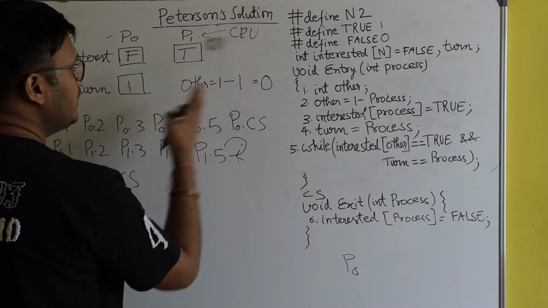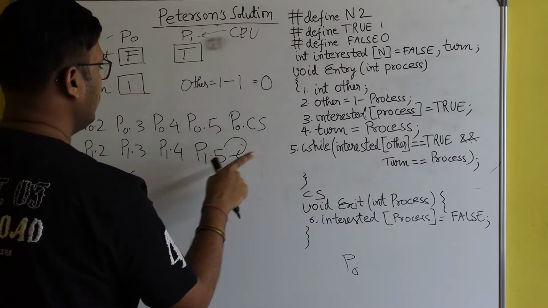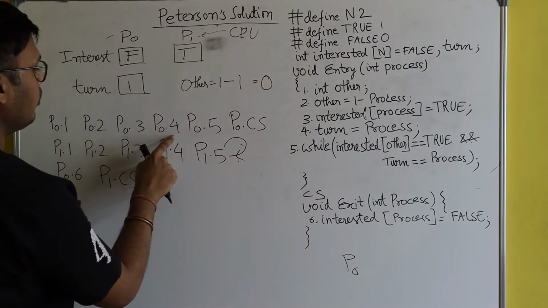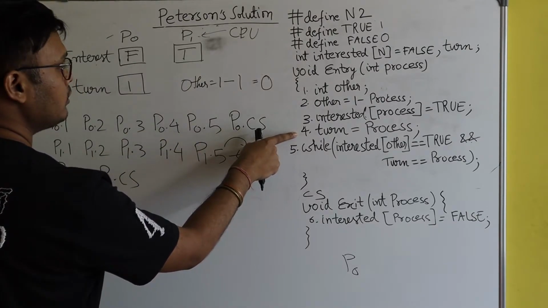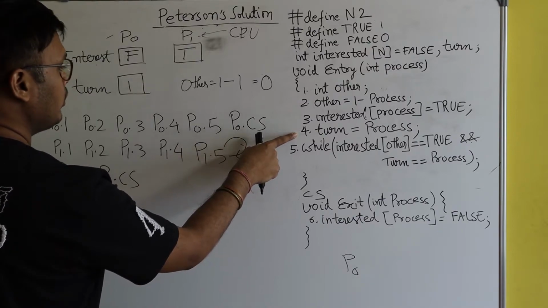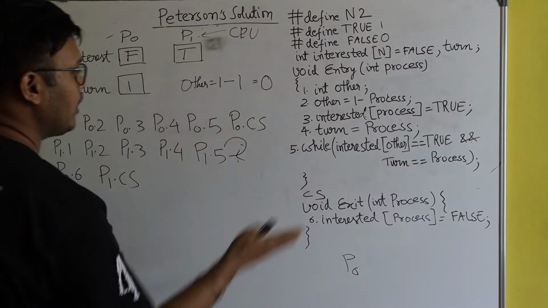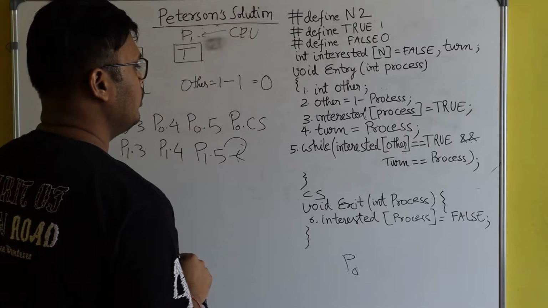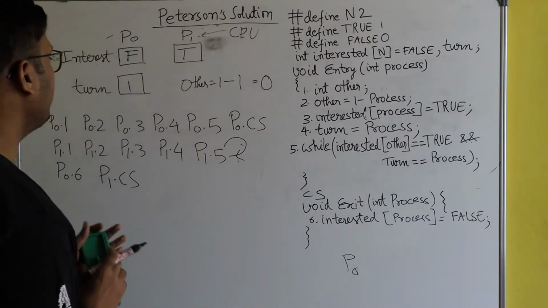When process P0 was trying to enter the critical section, process P0 executed line number 1, 2, 3 and 4th. So process P0 executed this line number 4 first. And after that, I will tell you about this later. So now let's analyze the different conditions.